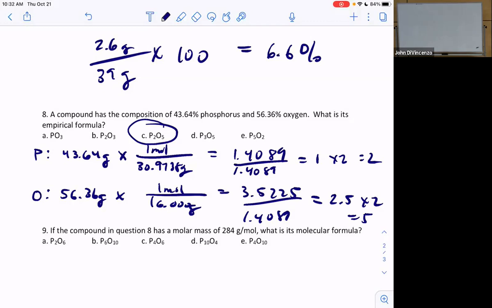All right, one more question here. If the compound in question 8 has a molar mass of 284 grams per mole, what is its molecular formula? What do we do here?